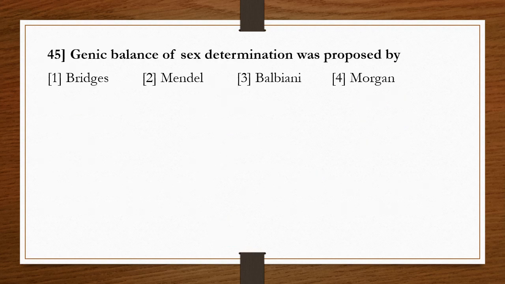Question number 45. Genic balance of sex determination was proposed by: 1. Bridges, 2. Mendel, 3. Balbiani, 4. Morgan. We know very well about Mendel and Morgan. Chromosomal theory of linkage is Morgan, and principles of inheritance and father of genetics is Mendel. Morgan is the father of experimental genetics. And genic balance of sex determination was proposed by Bridges. So option 1 is the correct answer.